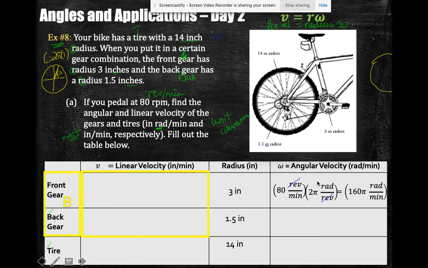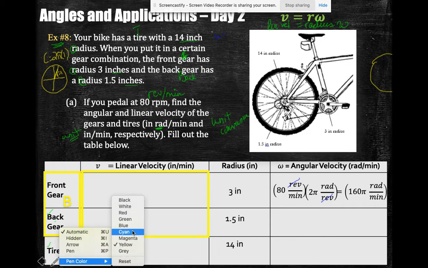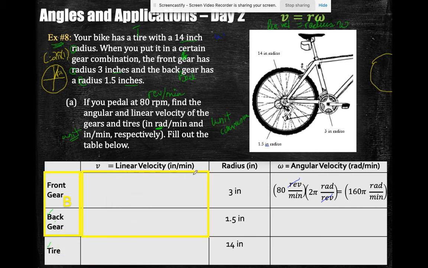So all I have to do is get from the angular velocity to the linear velocity. Gee, I wonder how I could do that. What do I have up here in my equation? Linear velocity is equal to the radius times omega, and I have omega, check.